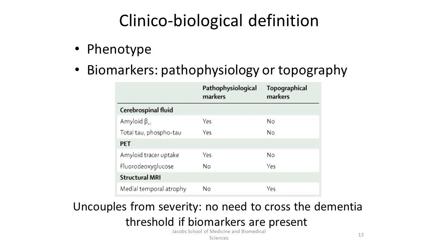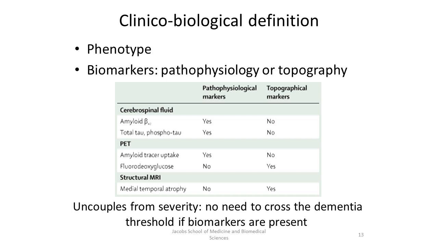So for the clinical biological definition, you need the phenotype, which is the memory problem, cognitive decline. And you can use biomarkers, which could be pathophysiological or topographical. Pathophysiological look at the amyloid beta cascade, amyloid and neurodegeneration, tau. Topographical markers look at where Alzheimer's disease usually starts, in the temporal cortex, hippocampus, and the parietal cortex.